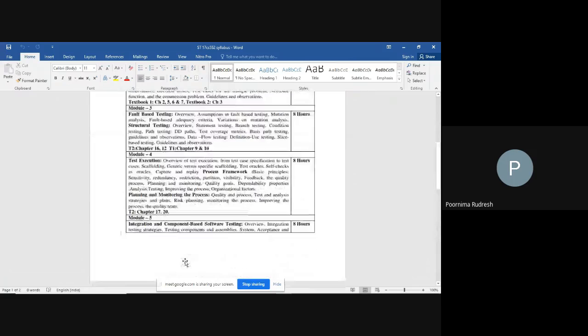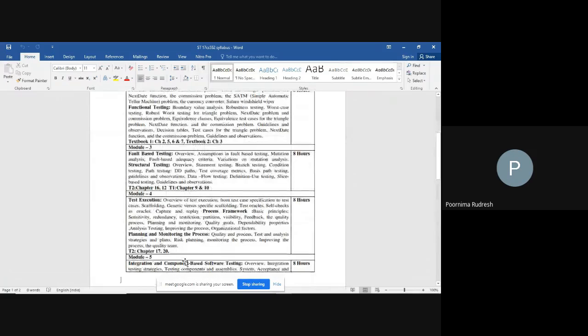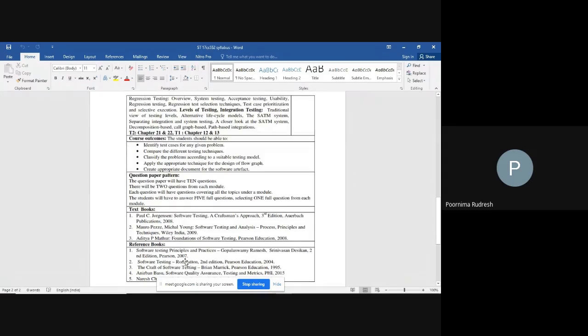So in the fifth module, once again you're having two main topics. One is integration and component based software testing, and the second one is levels of testing, integration testing. There are two chapters from textbook 2, chapter numbers 21 and 22. And for levels of testing, integration testing, there are two chapters, 12 and 13, from textbook 1. So first I'll complete chapters 21 and 22, then I'll move back to module 4.